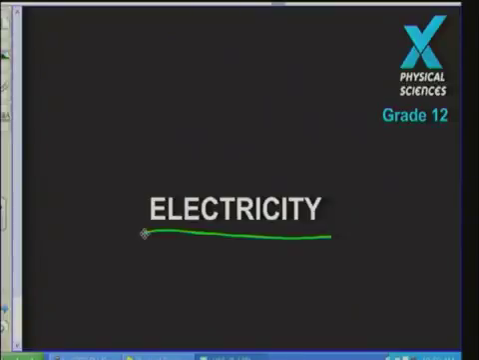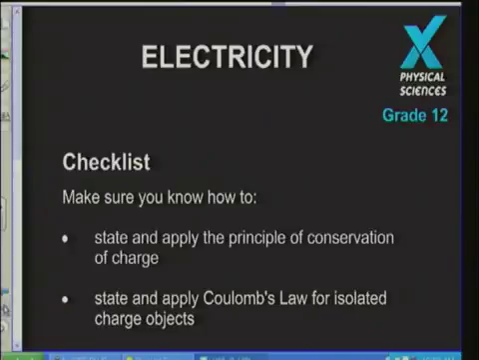And of course, now we're looking at paper 1, and specifically in paper 1, we will be talking about electricity. In this electricity, let me unpack for you what is required of you to really make sure of knowing, so that at the end you can tell yourself, I understand all the necessary aspects when it comes to electricity.